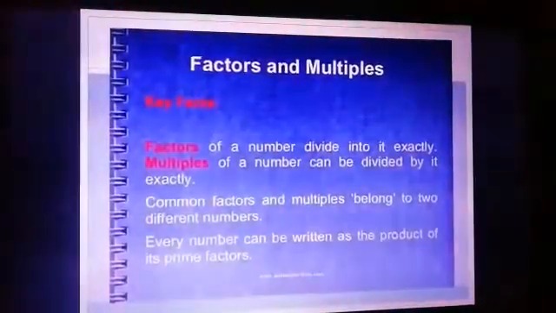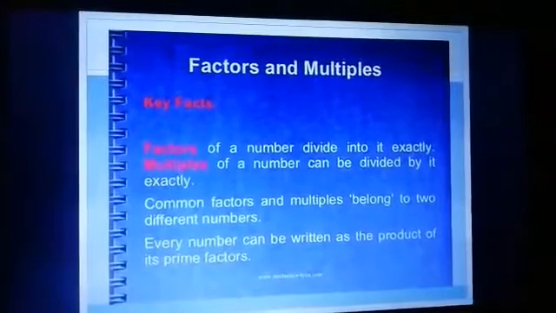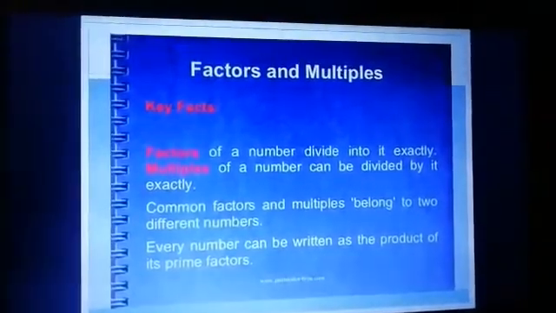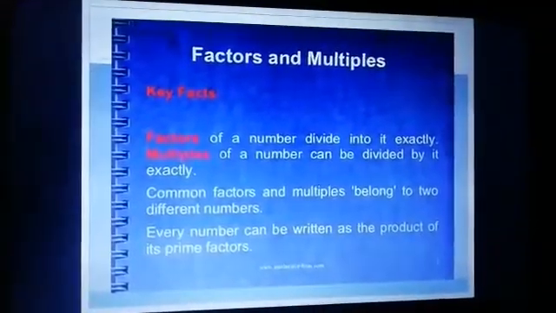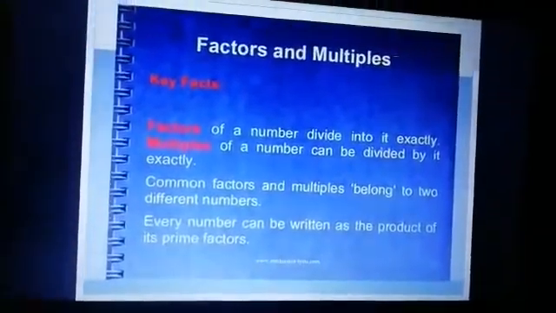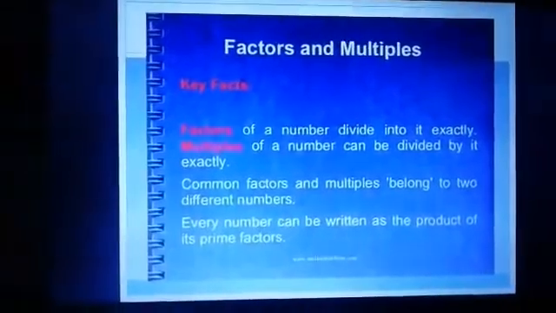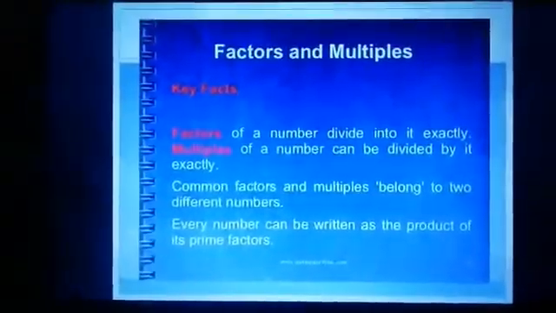Factors. Factors of a number divide into it exactly. It means a number which divides a given number exactly is called a factor of the given number. For example, if you have 4 and you are dividing 4 by 2, you are getting remainder 0. 2 2s are 4 and the quotient is 2. It means 2 is a factor of 4.